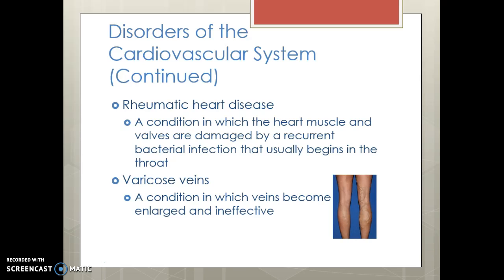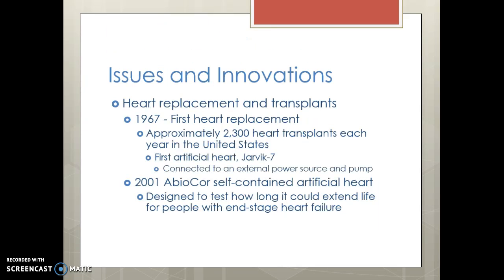Rheumatic heart disease is another disorder where the heart muscle and the valves get damaged by a recurring bacterial infection like a strep throat or something like that. And varicose veins are a condition where the veins become large and ineffective. When they get all bulgy like that, on the right hand side of that picture you can see there's no blood that's traveling effectively through there, and that's caused from either congenital problems where the walls are weak, or from pressure, standing on your feet for extended periods of time, that type of thing.